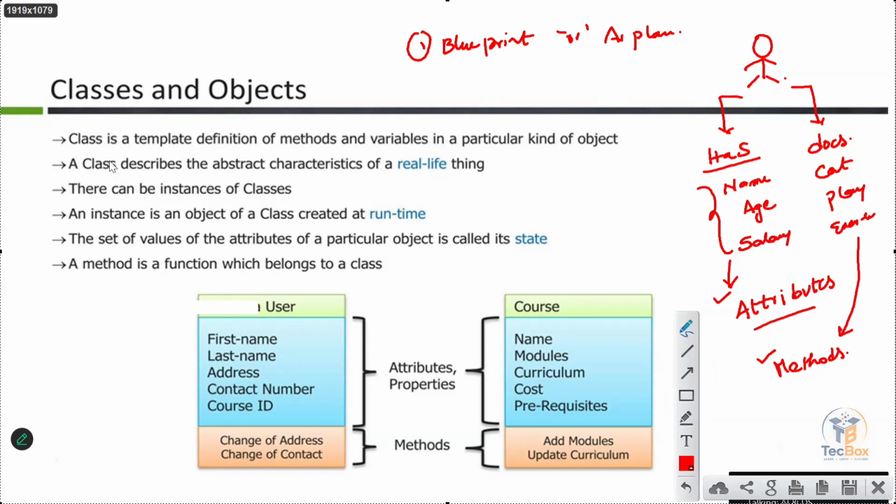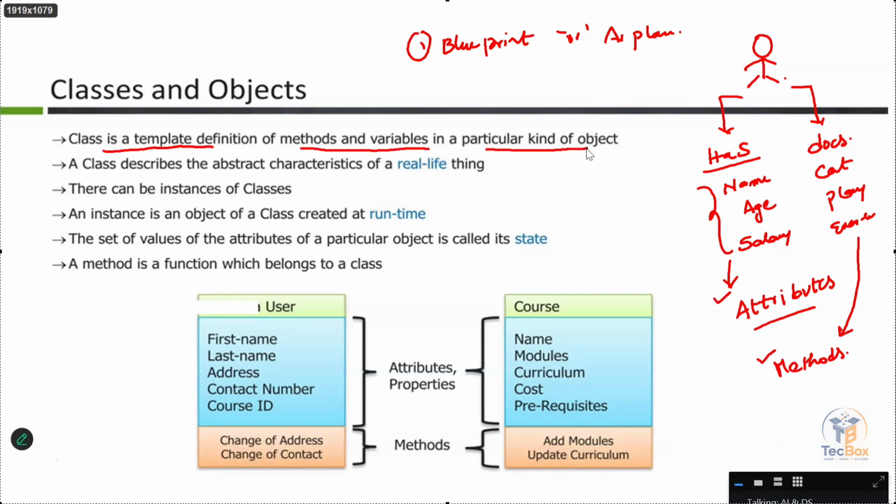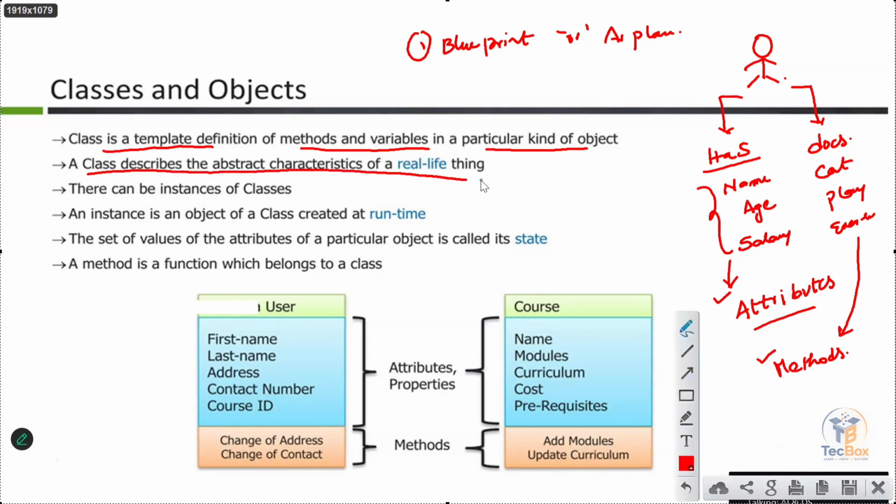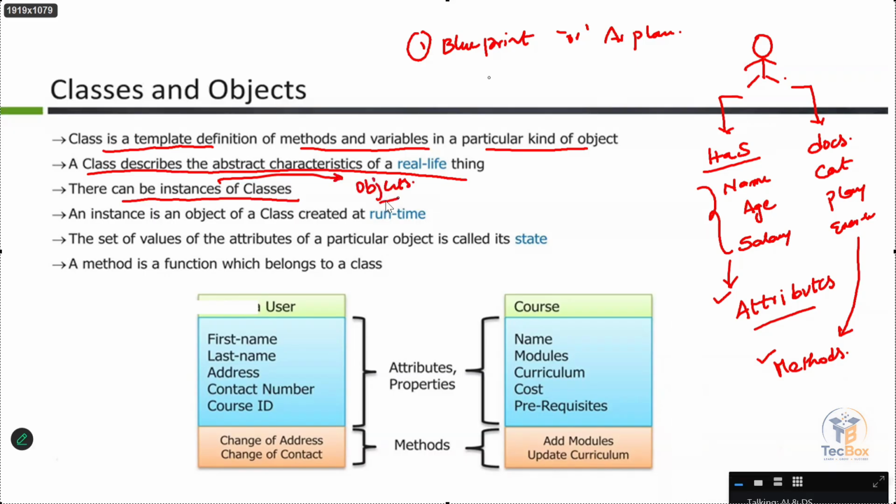Class is a template definition of methods and variables in a particular kind of object. Class describes the abstract characteristics of a real life thing. A person has something, a person does something. There can be instances of the classes. Instances are called objects. An instance is an object of a class which is created at runtime.